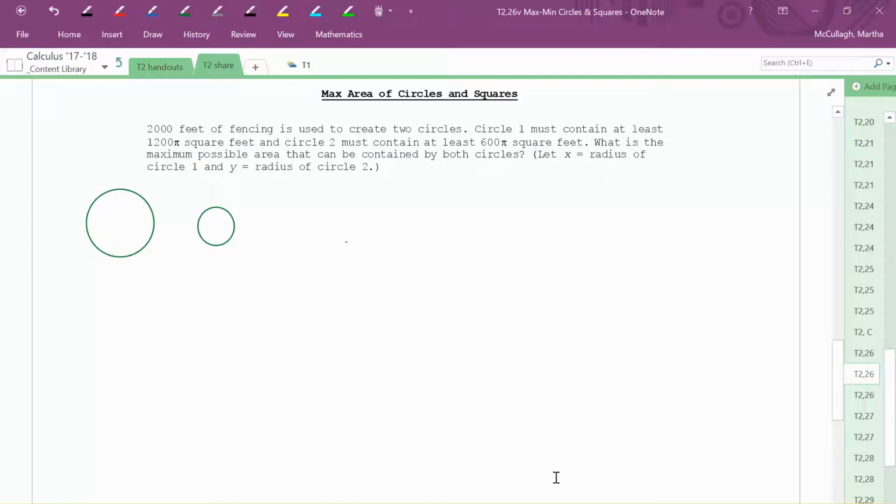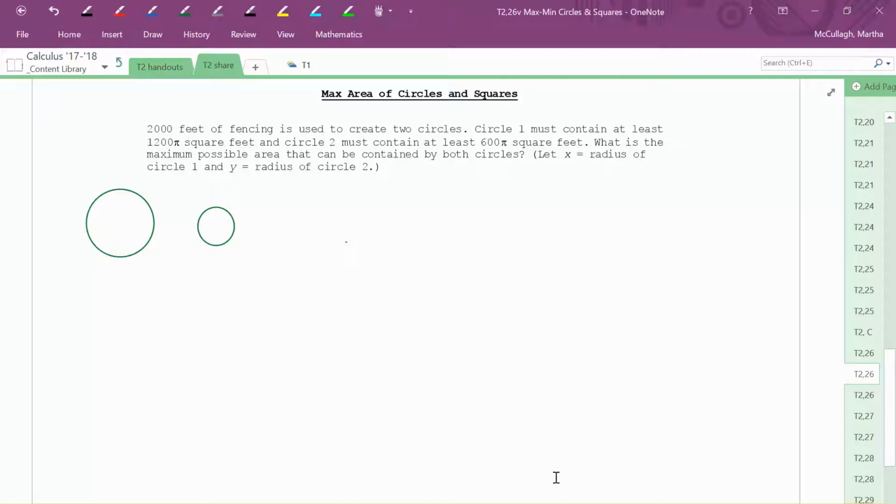So on our next page, we have the maximum area of circles and squares. Okay, so this is another max-min problem, following along from all of those Farmer Brown problems. This one's a bit more complex. We've got a bunch of stuff to consider, but the process is the same.